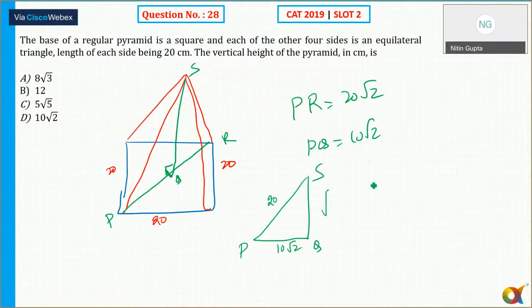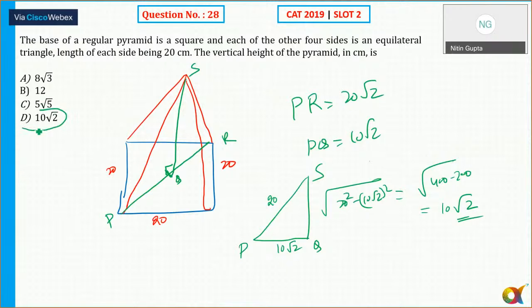So 20 square minus 200, this is what will come. So that is equal to option number D. So the correct answer is option D. Any doubts to anyone now? Can we move to the next question? Please respond, all of you.